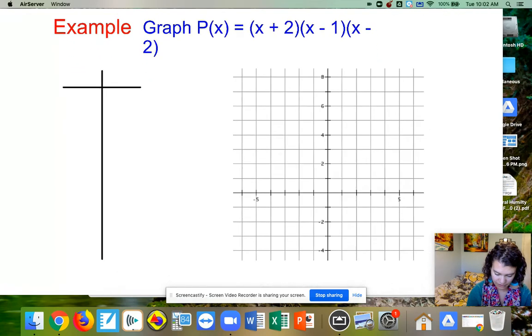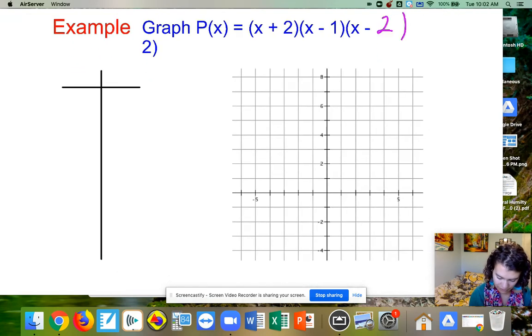So here, our first step, this 2 should be over here. So we have a zero at -2, +1, and +2, right? So right off the bat, I can graph those zeros. So when x is -2, we're at 0. When x is +1, we're at 0. And when x is +2, we're at 0. So those are your straight off the bat values.